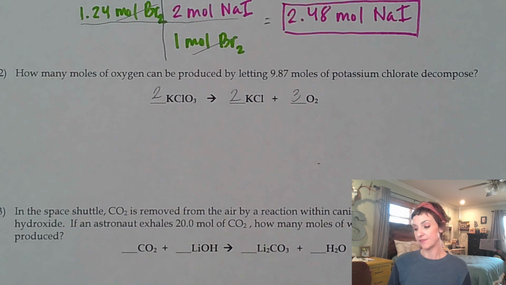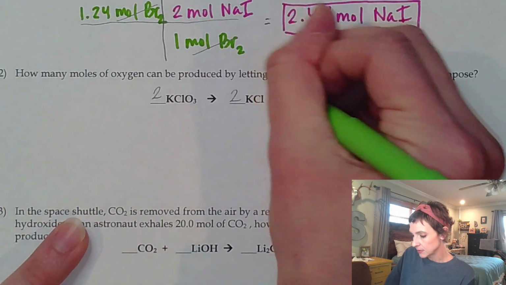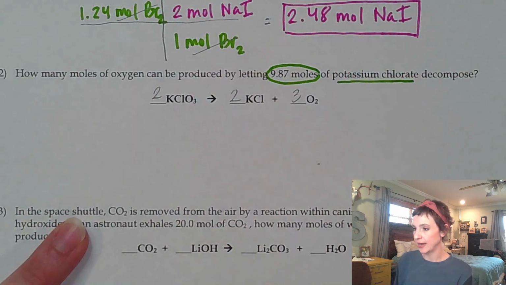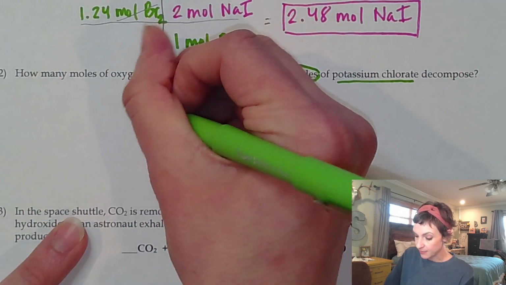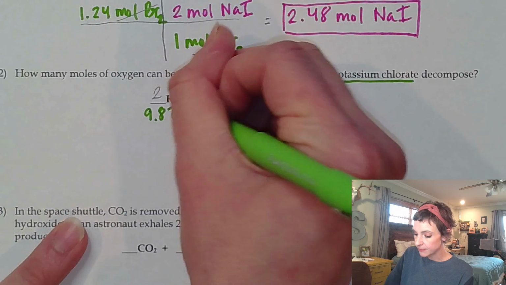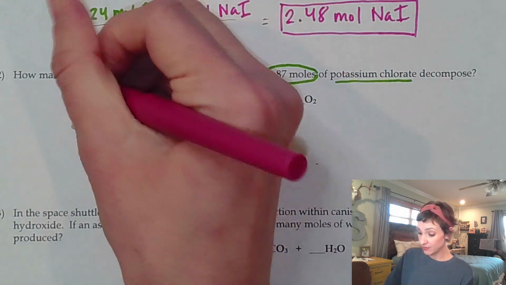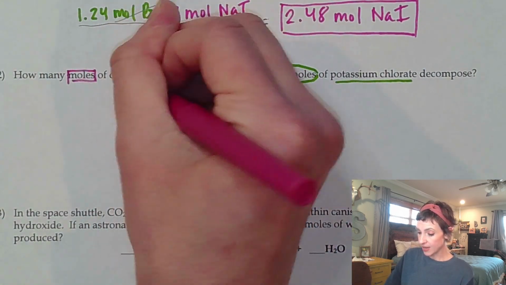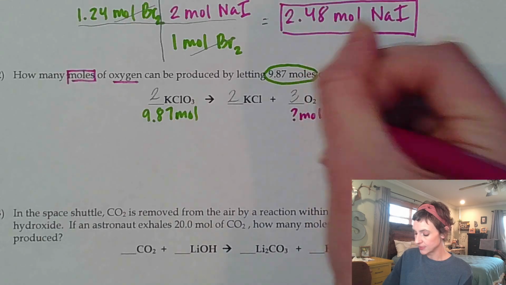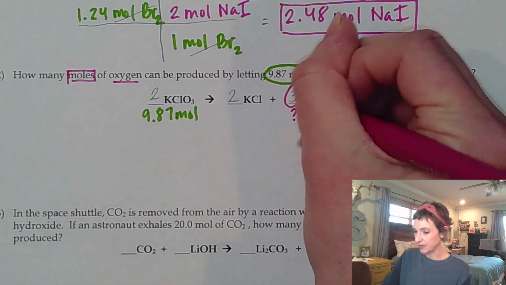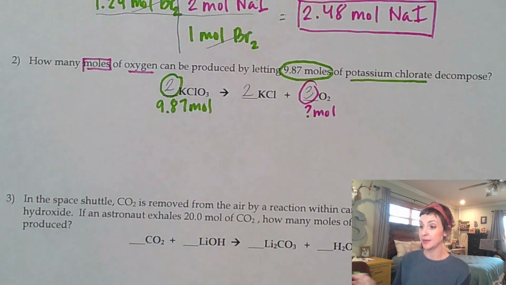It says how many moles of oxygen can be produced by letting 9.87 moles of potassium chlorate. Where's potassium chlorate? He's right there. I'm going to write my given right underneath him. 9.87 moles. How many moles of who? Moles of oxygen. Here is oxygen. So I'm going to write a question mark. Moles. That lets me know that I will be using that 3 when it comes to the mole ratio. And I will be using that 2 when it comes to the mole ratio.